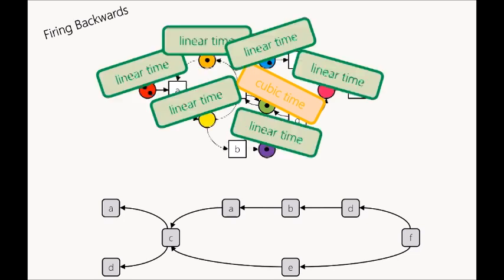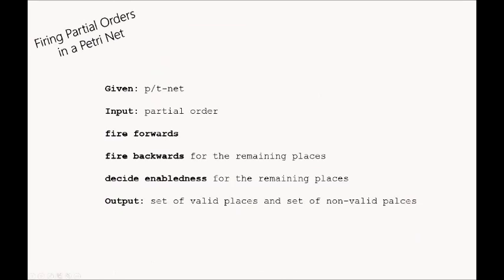And then we're done. So for 6 of the places, we were able to get a result in linear time by firing forwards and then firing backwards. And so there was only one place left after this procedure, and then we need to spend cubic time to also get a result for this place. And that's just how to fire a partial order in a Petri net.